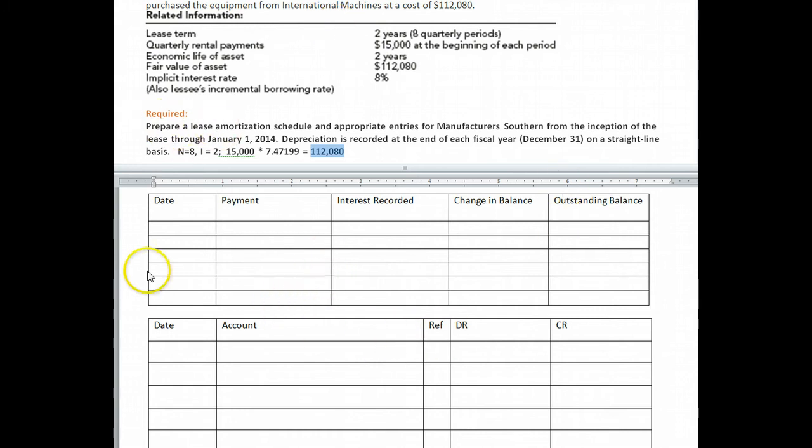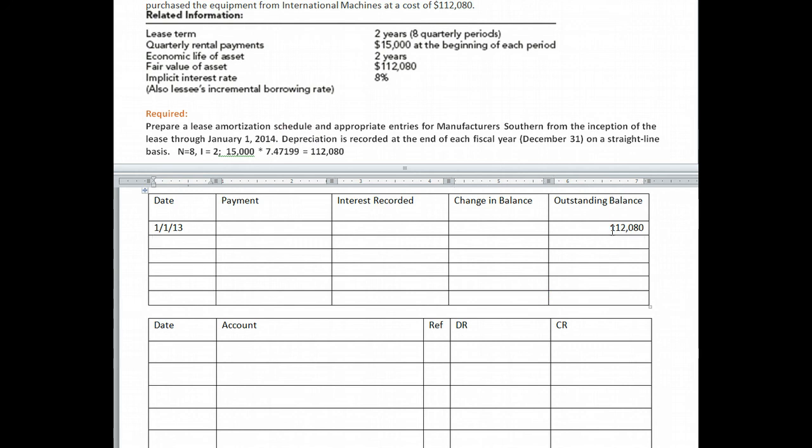All right, so one, prepare a lease amortization. Well, when we do a lease amortization, we treat it very much like a financed asset. We've got this lease payable of $112,000 we're going to put on our books, and we are going to pay that down to zero over time, very much like an installment note. Okay, so our starting point is going to be the inception of our lease, which is not December 31st, but January 1st, 2013 in this problem. And where we start is our beginning balance of $112,080.